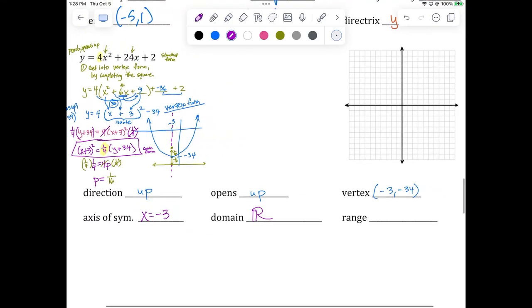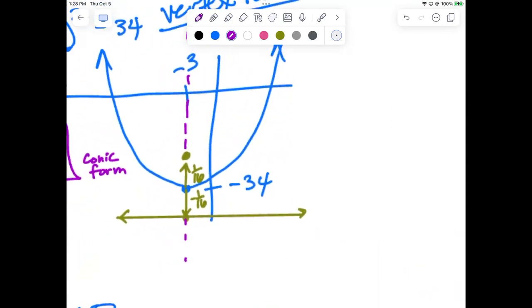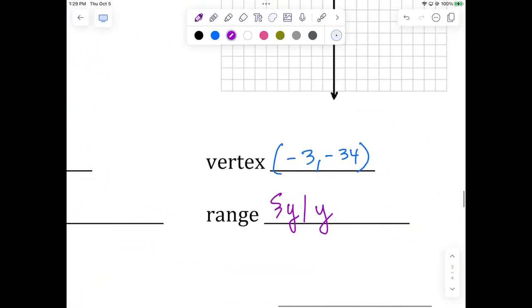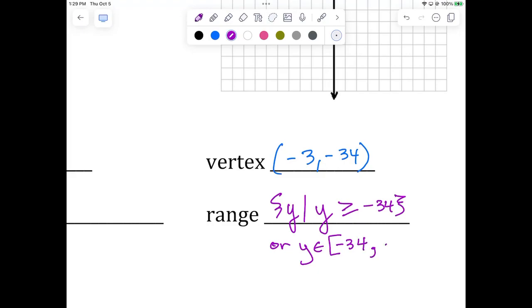And the range, I'll use the set notation. It's the set of all y such that y is what? If the lowest point is -34, greater than or equal to -34. There you go. Or if you like interval notation, it would be y in the interval [-34, infinity).